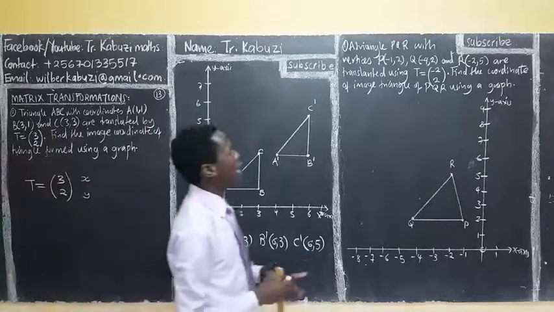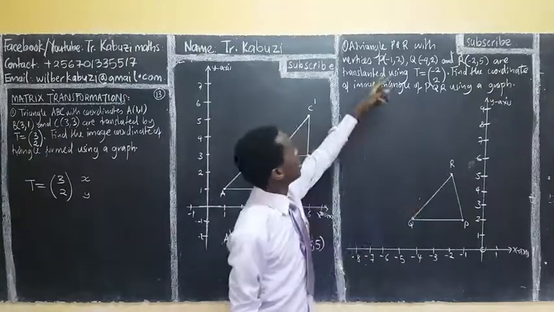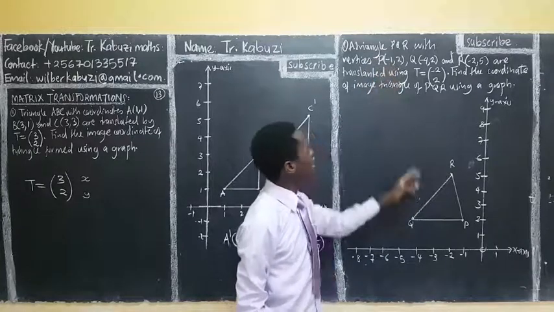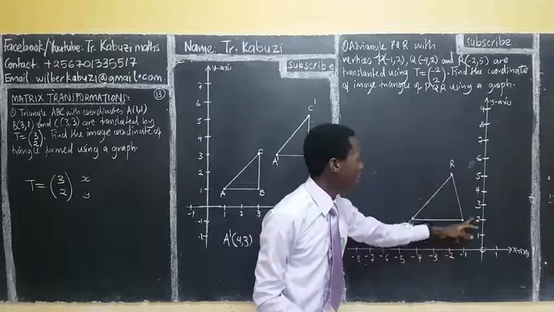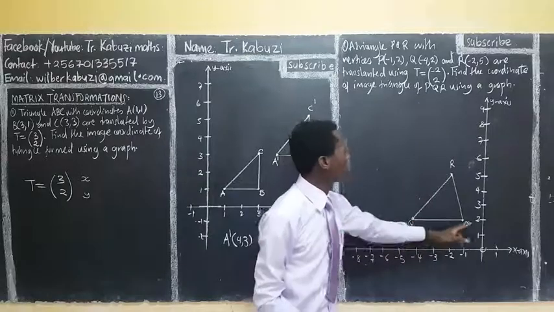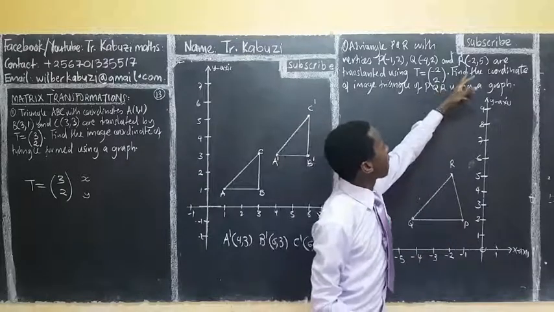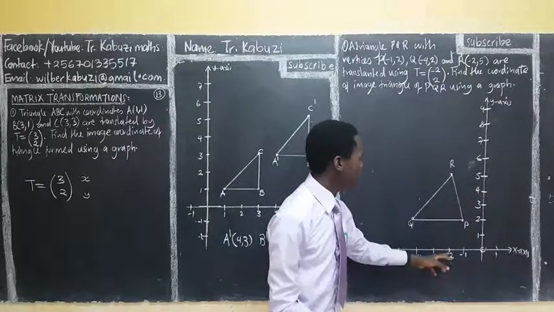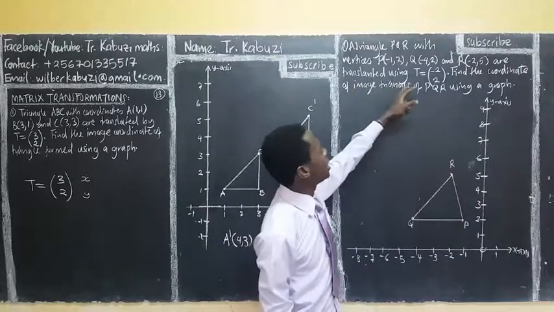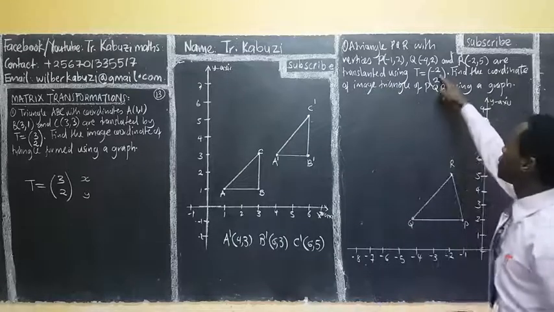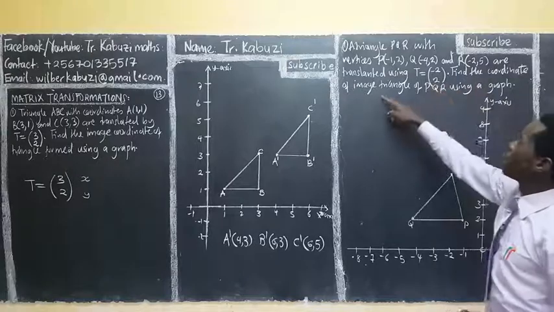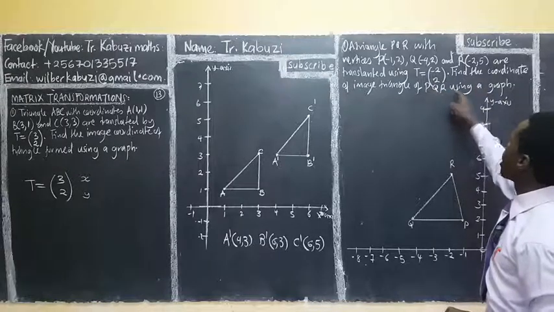When I come to this, I am also done with the plotting. The triangle PQR with vertices P (-1, 2), then Q (-4, 2), and R (-2, 5). You see that 5 is positive. Translated using, now you see we have a negative, you take care, (-2, 2). Find the coordinates of the image triangle of PQR using a graph.